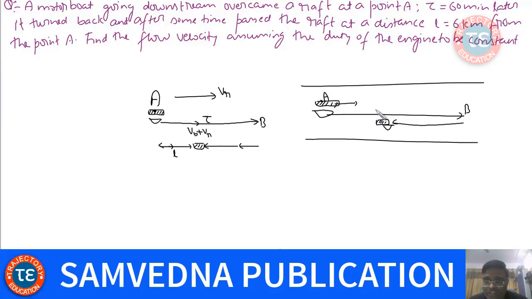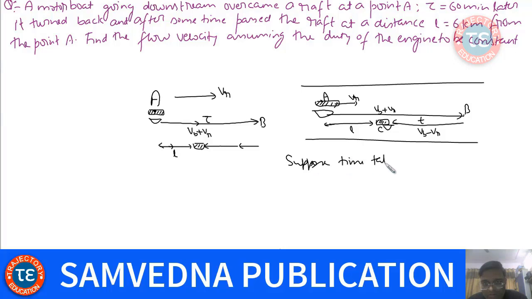While the boat moves in this direction, its velocity will be VB plus VR. While the boat moves in the opposite direction, its velocity is going to be VB minus VR. And the velocity of the raft will be VR. The raft will inherit the velocity of the river and will move with the velocity of the river. And this distance is given to you. This is the L. So suppose while it returns, it moves for time T, from B to this point called C. Suppose the boat moves to this distance when it meets the raft.